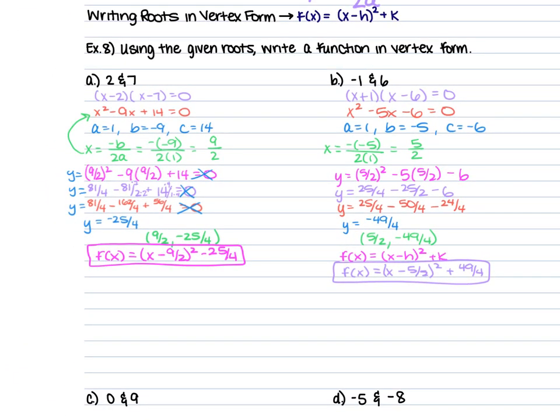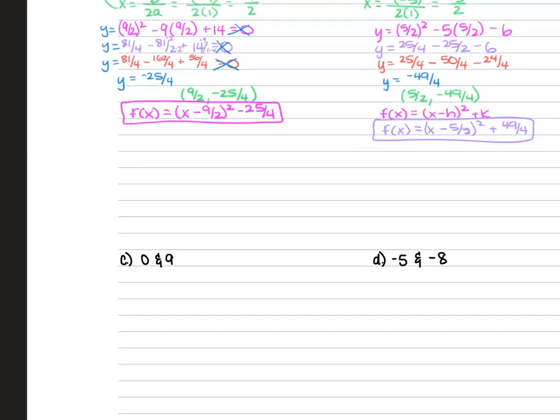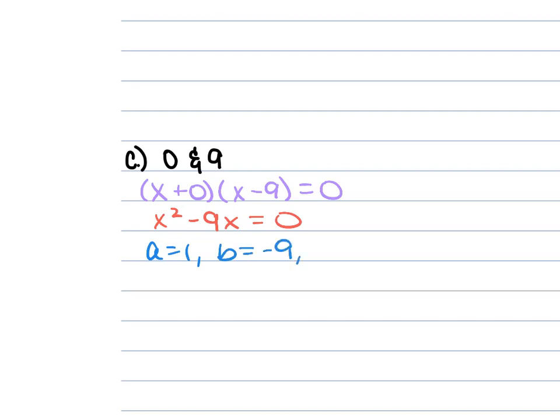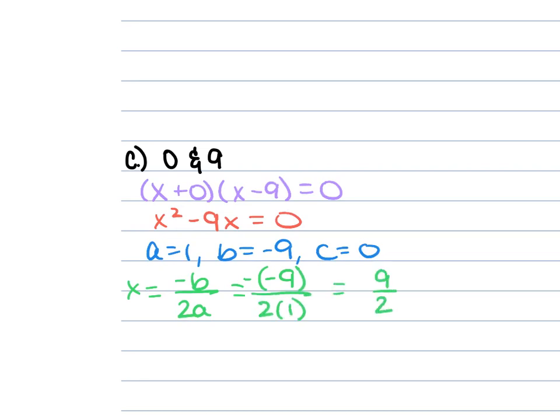For your next one, example C, we have 0 and 9. So this is just x plus 0 times x minus 9 is equal to 0. We FOIL it out. We get x squared minus 9x is equal to 0. Your A is 1, your B is negative 9, your C is 0. So x is equal to negative b over 2 times A. This is going to give us negative 9 times negative 1 over 2 times 1, which is just 9 over 2. So x is 9 over 2.